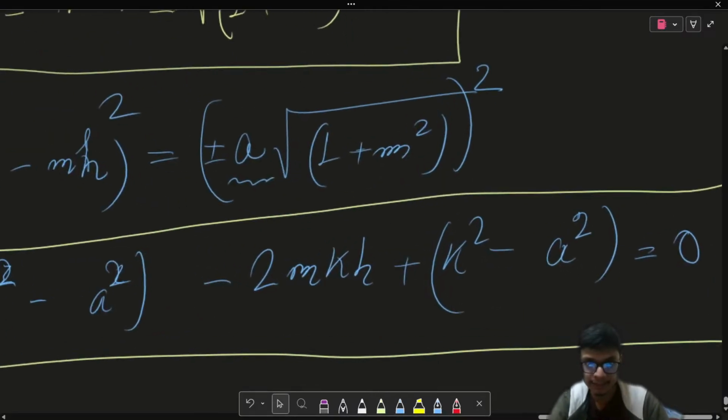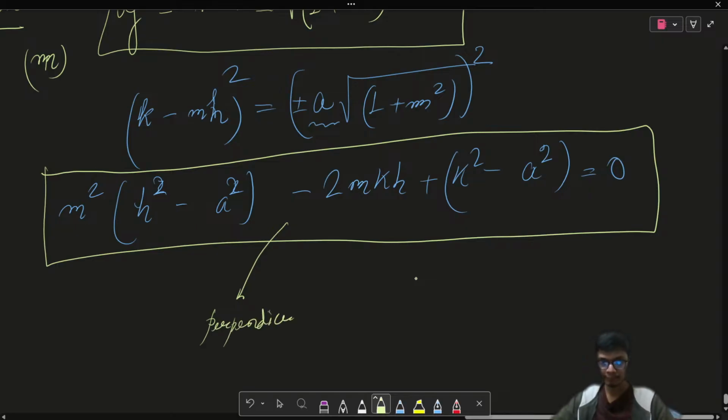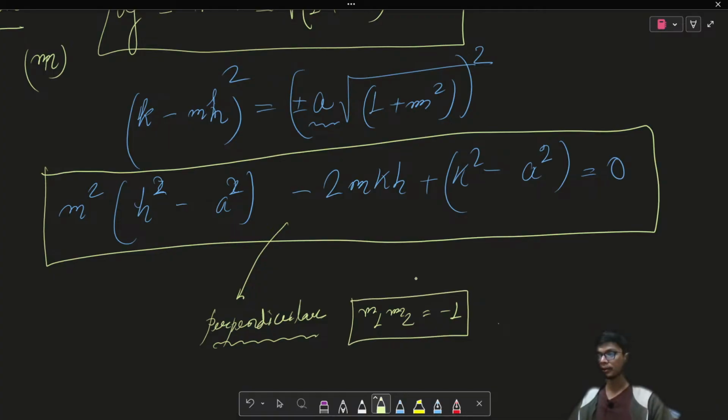Now what is the condition that this h and k needs to satisfy? These are the point of intersection of two perpendicular tangents. This quadratic equation gives me the two slopes of the straight lines passing through the point P, whose coordinate is h comma k. Very important is that these two lines are perpendicular, and therefore m1 into m2 should be equal to minus 1, because we have learned that in case of perpendicular lines, the product of the slopes should be equal to minus 1.